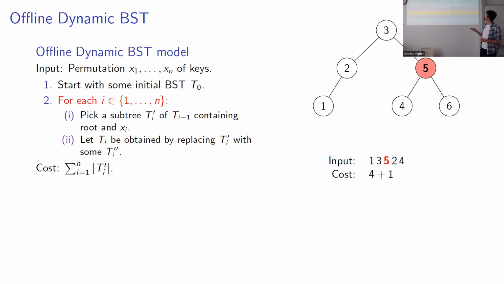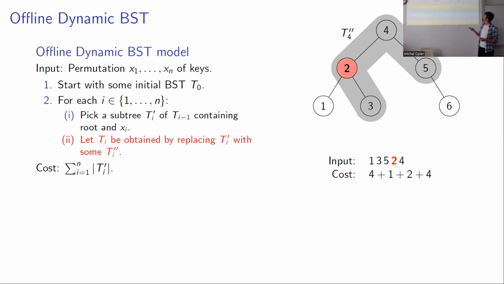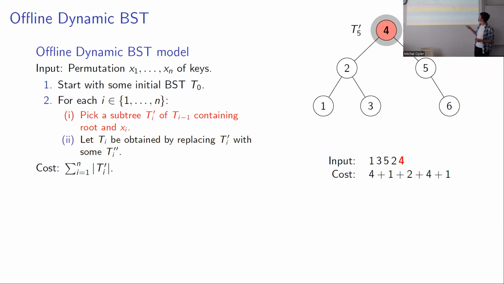Then I have to access 5. Again, I choose this, but I also choose to replace it by this, which essentially simulates a rotation, right? And finally, no, almost finally, I have 2. So I choose to take this whole subtree and replace it by this subtree, again, moving the rest of the tree, hanging it where it belongs. And finally, 4 is in the root, so I just access it.